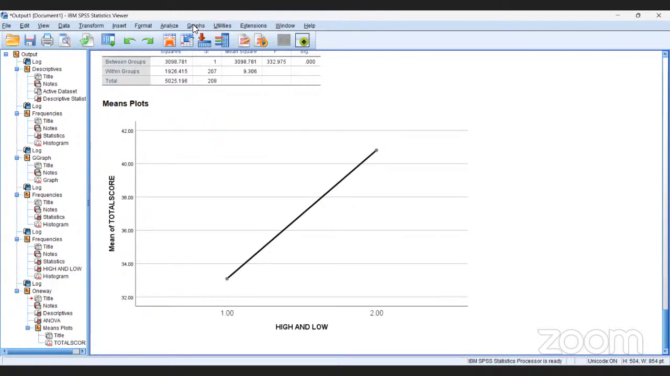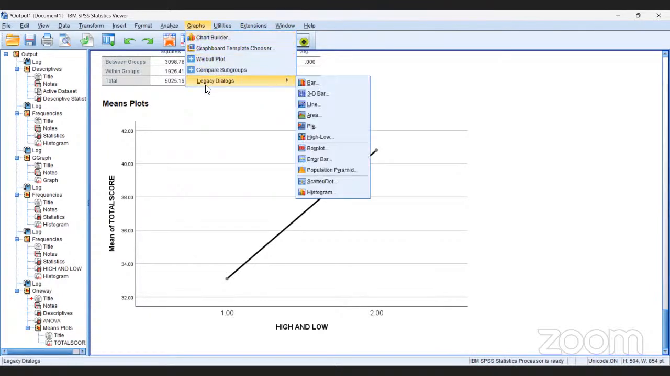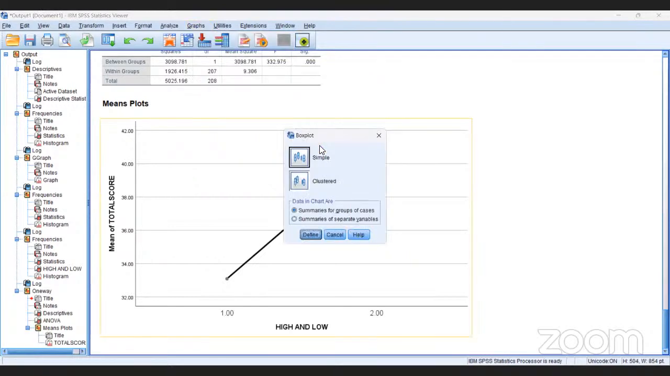Two approaches are there for making the graph. You can use this chart builder or you can use the legacy dialog. If you go to the legacy dialog, then you can directly go to box plot. Then it will be simple. Summaries of separate variables. That is the define.